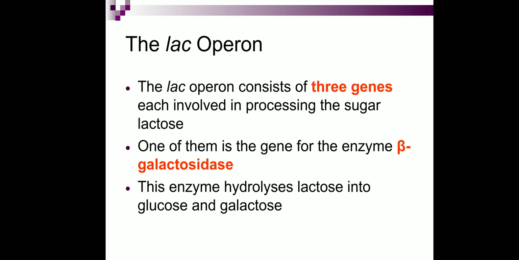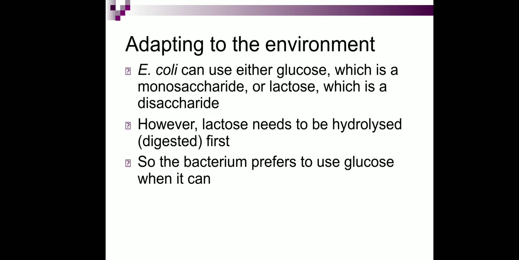The operon basically has three genes. The operon's elements relate to the sugar lactose. One of them is the gene for the enzyme beta galactosidase. This enzyme hydrolyzes lactose into glucose and galactose when bacteria use lactose. Adapting to the environment, E. coli can use either glucose, a monosaccharide, or lactose, a disaccharide molecule.